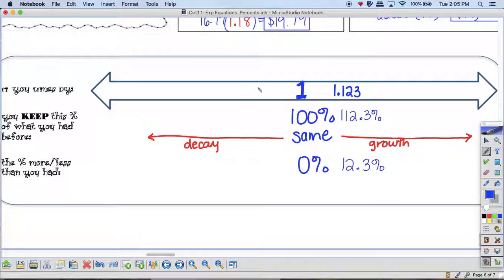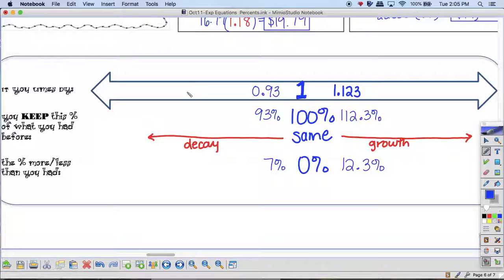Let's talk about something on the lower end. Let's say I multiply something by 0.93. A lot of people will look at this and say that you lost 93%, but no, this is keeping 93%. You always multiply by what you keep. So if you keep 93%, what percent did you lose? You lost 7%. Okay, so picture this arrow. The closer you are to 1, or the closer you are to 100%, the less you are losing.